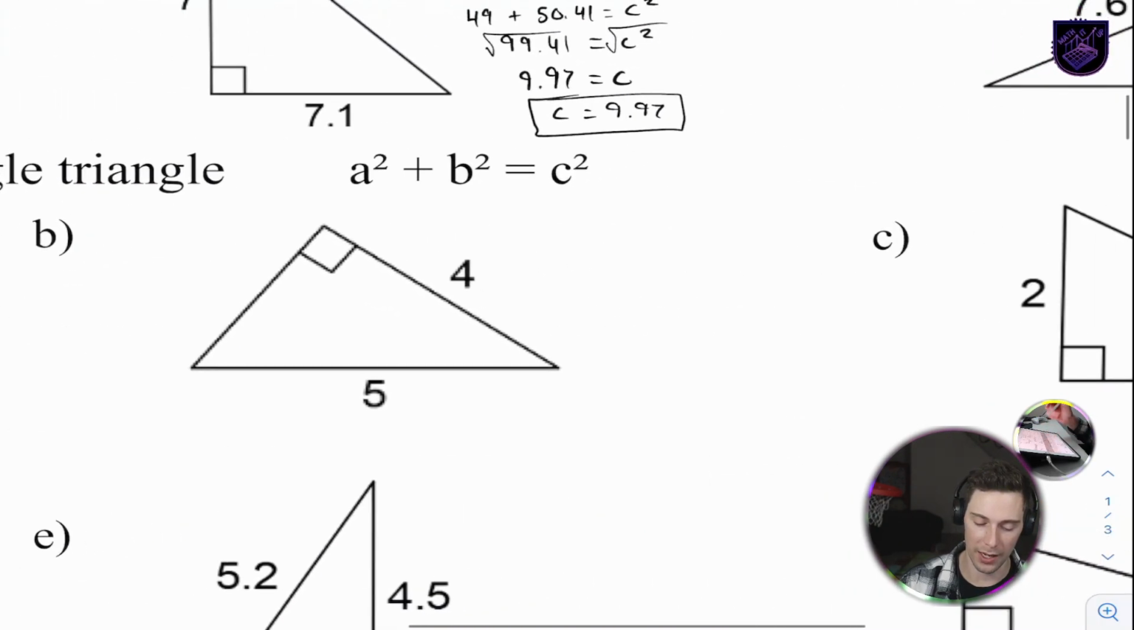3, 4, 5. So this is a Pythagorean triple. 3, 4, 5. We already know it. We've seen it before on other worksheets. We know this is 3, but I want to show my work so we can practice getting there.